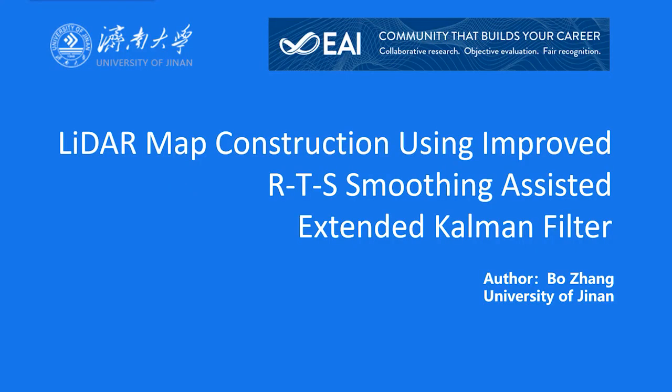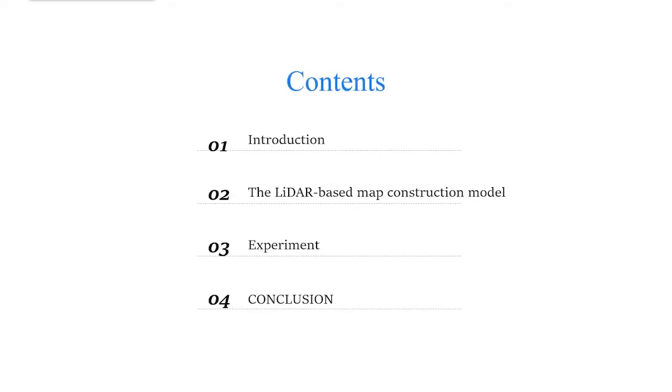Hello everyone, my name is Zhang Bo from University of Jinan. My topic is LiDAR map construction using improved RTS smoothing assisted extended Kalman filter. The following explains the article. The article is mainly divided into four parts, namely introduction, the LiDAR-based map construction model, experiment, and conclusion.